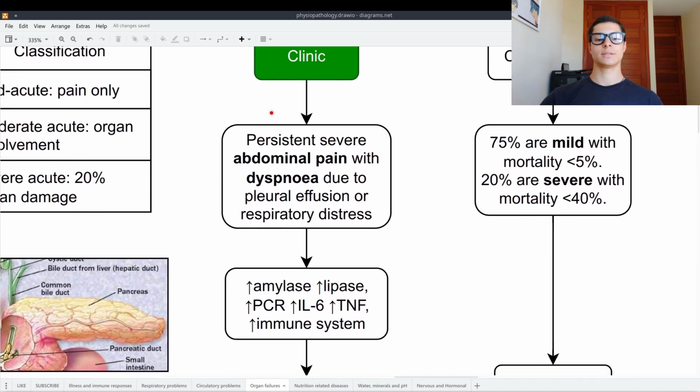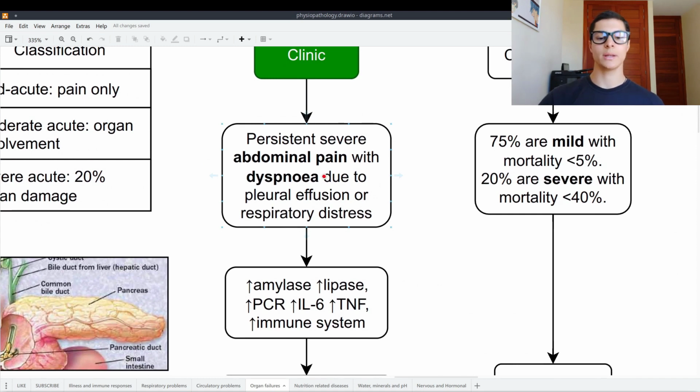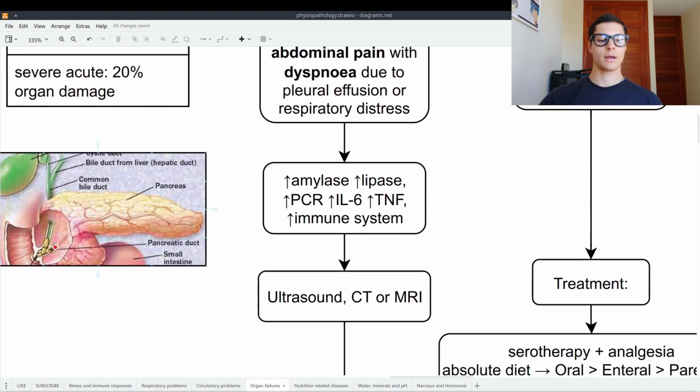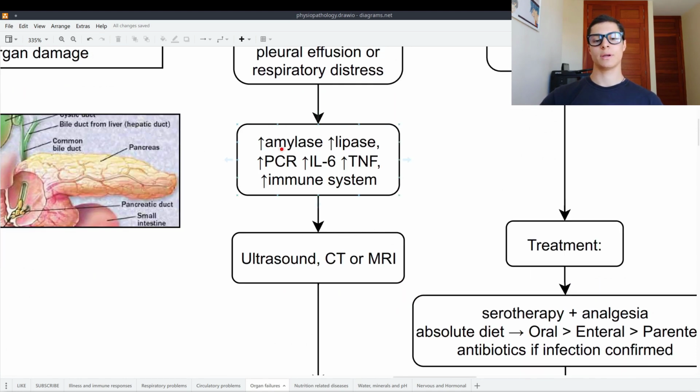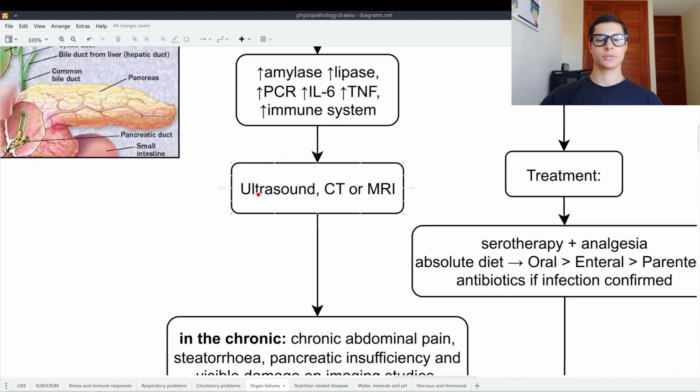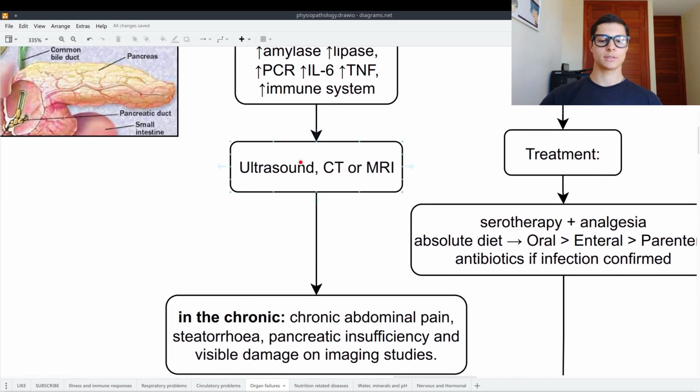In the clinic, it is a persistent severe abdominal pain with dyspnea due to pleural effusion or respiratory distress, because these pancreatic enzymes can also affect other tissues around. For the diagnosis, we see increased amylase and increased lipase, which are the pancreatic enzymes, higher PCR, C-reactive protein, interleukin-6, and the tumor necrosis factor. We can also check with imaging studies of ultrasound, CT or MRI.